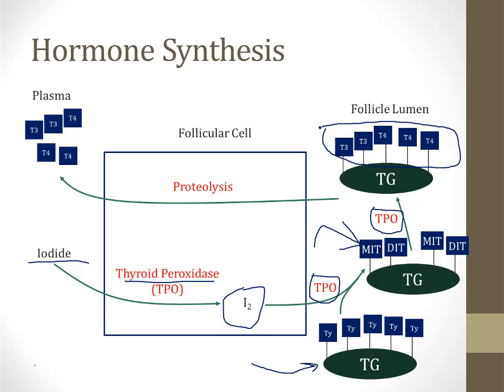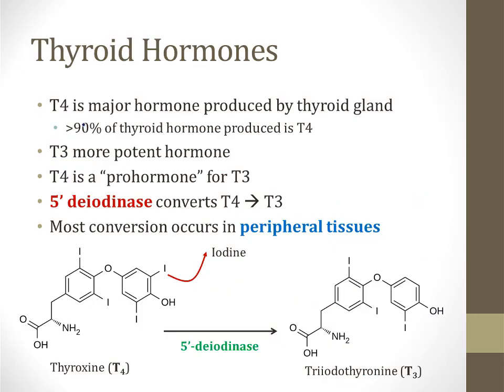Thyroglobulin, together with those T3 and T4 molecules, is then brought into the cell and it undergoes proteolysis. Basically what happens is the T3 and T4 molecules are split off from the thyroglobulin. This results in the release of T3 and T4 into the plasma. Although follicular cells can produce both T3 and T4, T4 is the major hormone produced by your thyroid gland. More than 90% of the hormone that's produced is T4.